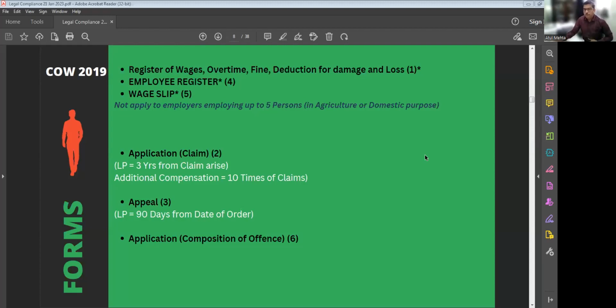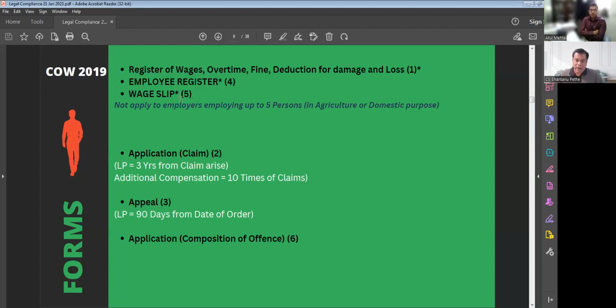Now, there are two registers the establishment should maintain. And these are very important registers. At least this bare minimum requirement you should be aware of and you have to comply with. A register of wages, overtime, fines, deductions for damages and losses. This is the first register that every establishment should maintain. And an employees register, so details of employees should be maintained, and the wage slip should be issued.